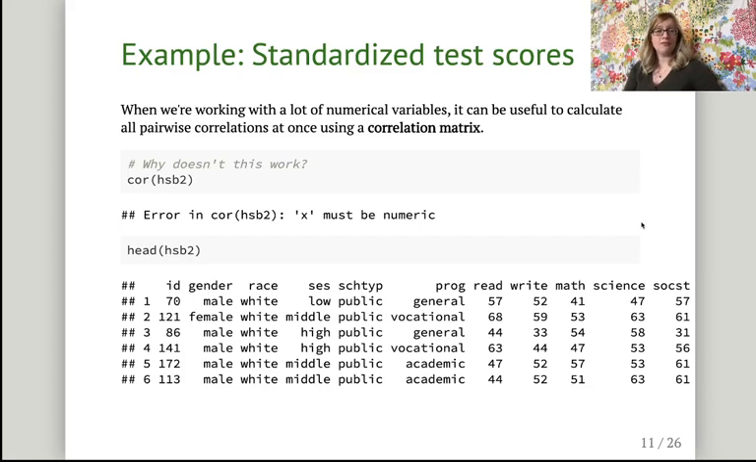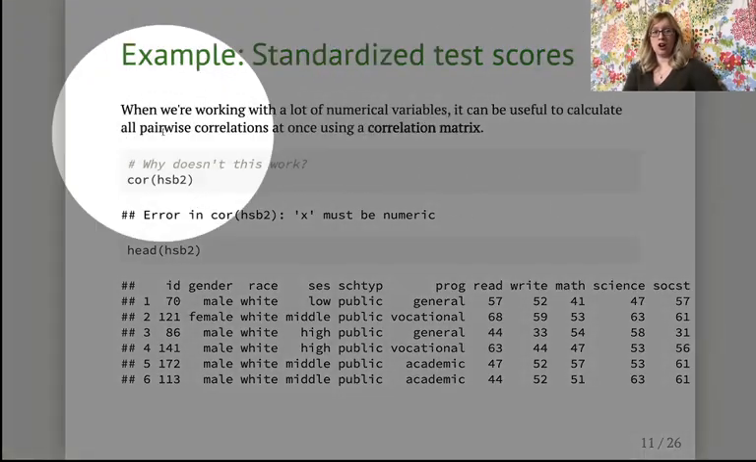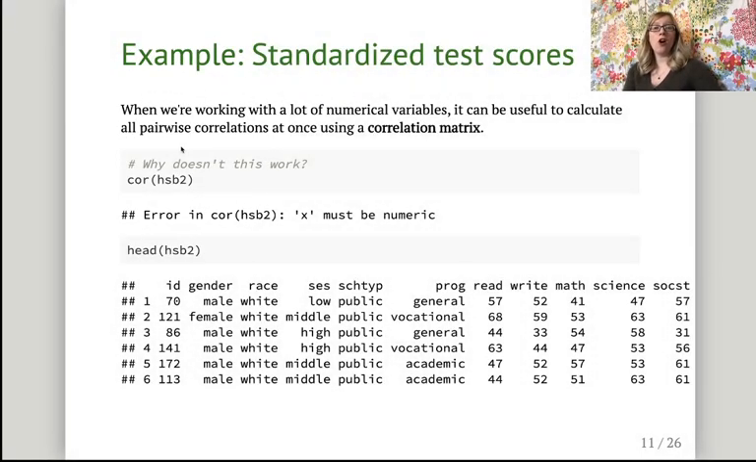So let's talk about how to find correlation. When we're working with a lot of numerical variables, it can be really useful to calculate all of the correlations at the same time. We do this using what's called a correlation matrix. The core function in R, cor for correlation, will calculate all of the correlations for every variable in a data set. However, we get an error when we first try to do this, and the error says this: x must be numeric. Here's why we're getting that error.